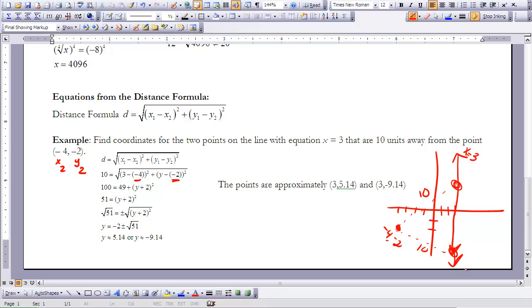We know that the square root of something squared is that something, so y plus 2 is going to equal plus or minus the square root of 51. I'm going to move 2 over, so that leaves me with y equaling negative 2 plus or minus the square root of 51. Then when I go ahead and get an approximate value, negative 2 plus the square root of 51 gives me 5.14. Negative 2 minus the square root of 51 gives me negative 9.14. I know that both coordinates have to have an x value of 3, because they have to land on the line x equals 3. So I can use my other two for my y values, and here are my 2 points that would be 10 units away from my negative 4, negative 2. This concludes lesson 8.8.